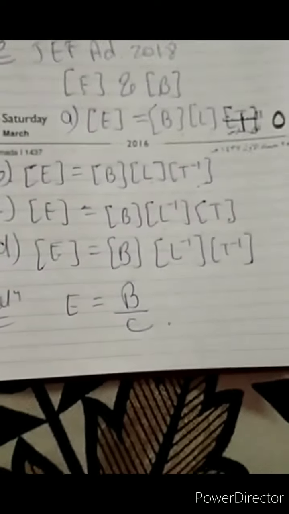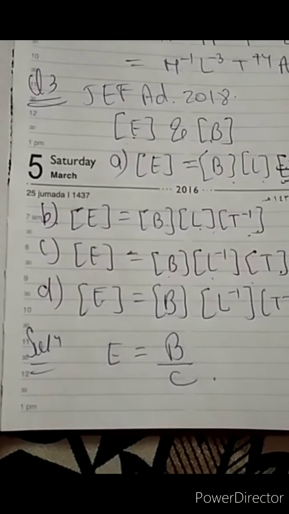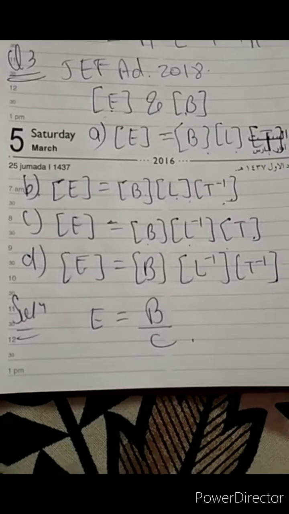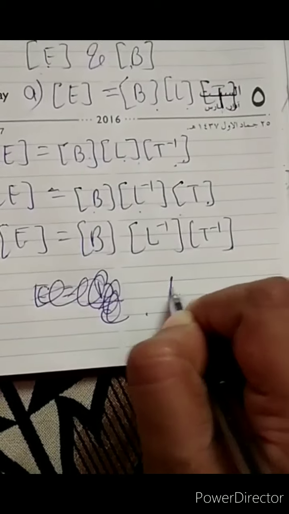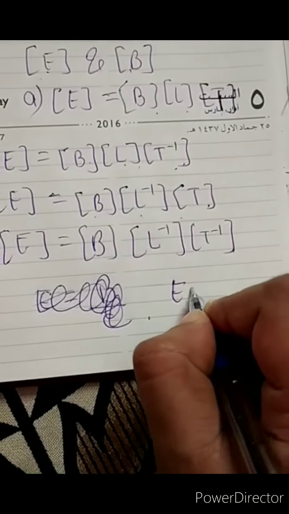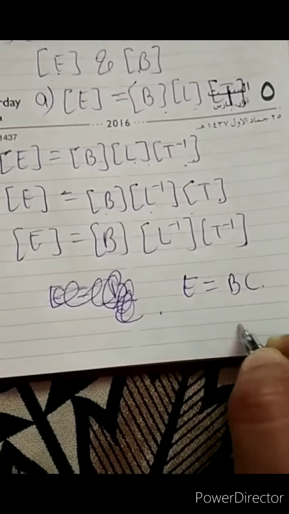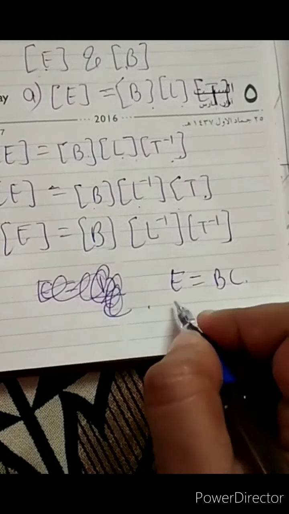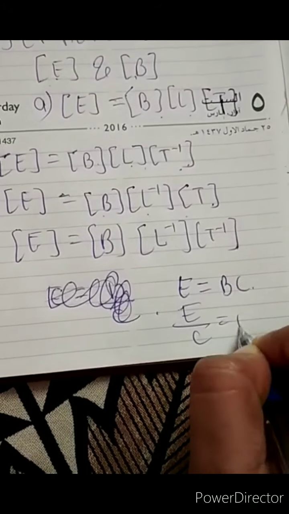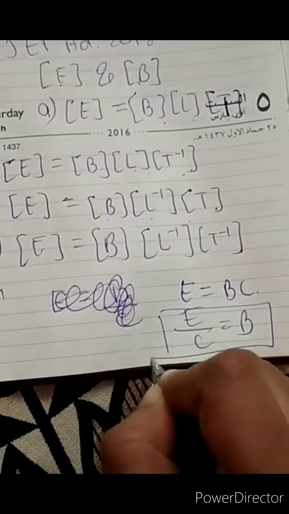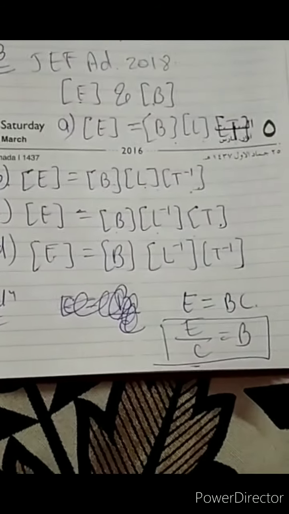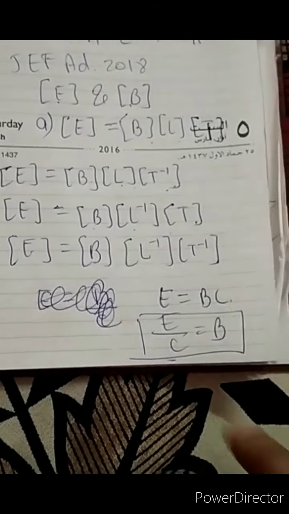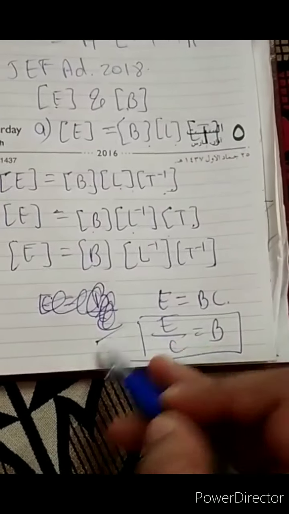Okay, let's start. E is equal to B upon C. Wait, sorry, not that. E is equal to B into C, or many of you have noticed E upon C is equal to B. I'm sorry. Okay, E upon C is equal to B. This is the correct relationship.